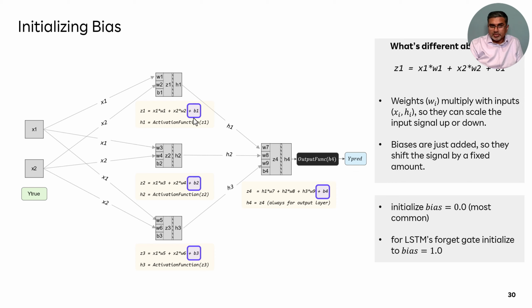For LSTMs, which we'll study in season 2, LSTMs stand for long short term memory. That's one type of architecture of neural networks. There you initialize for something called a forget gate, which we'll study in season 2, the bias value to 1.0. Otherwise, for every other neural network, the bias is always initialized to zero.